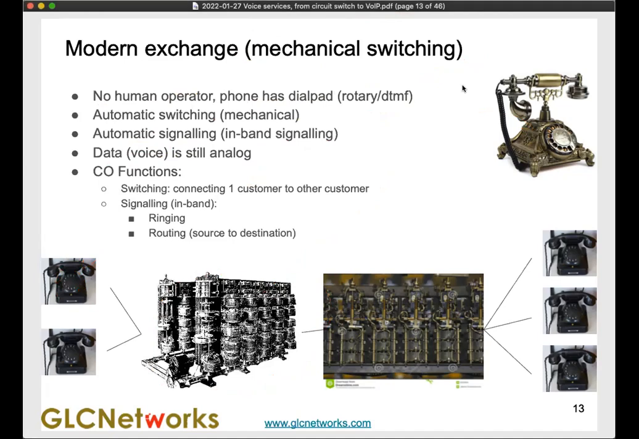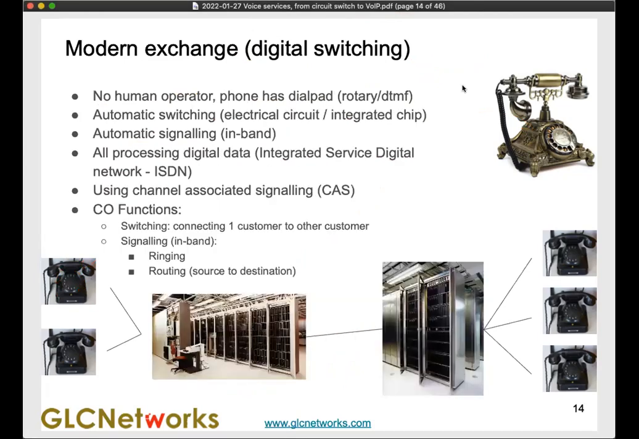And then with the more modern exchange, we are not using the mechanical switch anymore. We are using digital switching. So still, there is no human operator, so that's good. A phone has a dial pad, and switching is done automatically, but using electrical circuits, not physical circuits like what we had in the mechanical switching. The signaling is still automatic and in-band.